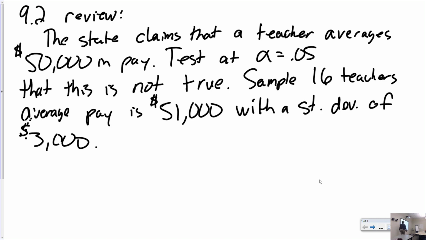So this is what they're saying. Average is $50,000. So we want to test that this claim is not true at a 5% level of significance, or alpha is 0.05, by sampling 16 teachers, getting their average pay of $51,000, and the standard deviation is 3,000. All right? So when you're testing a claim, folks, first step, get your Ho and your Ha.